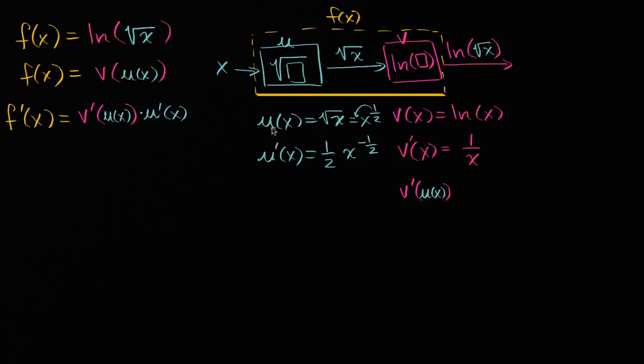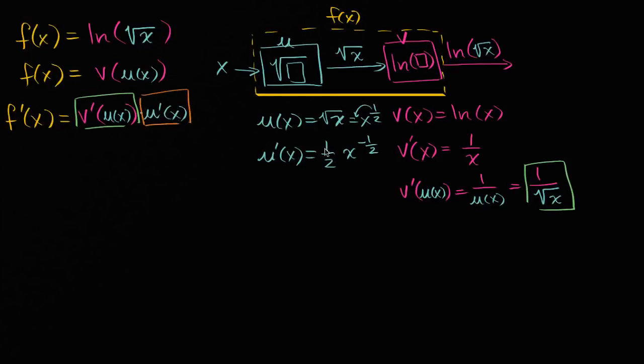So v prime of u of x is going to be equal to 1 over u of x, which is equal to 1 over, u of x is just the square root of x, 1 over the square root of x. So this thing right over here, we have figured out is 1 over the square root of x. And this thing, u prime of x, we figured out is 1/2 times x to the negative 1/2.